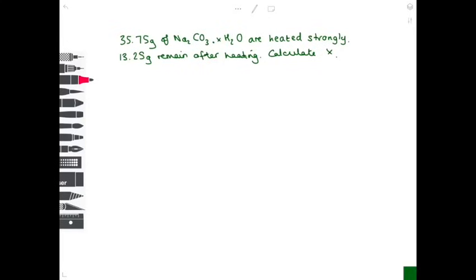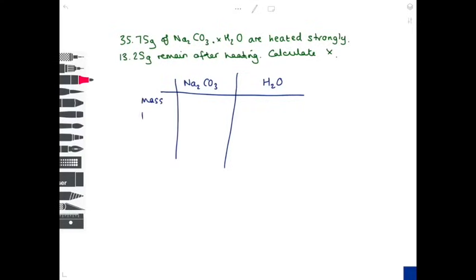Now I'm going to show you a water of crystallization type of mole calculation. It's really similar to empirical formulae, so don't let it freak you out just because it looks more difficult. So 35.75 grams of sodium carbonate combined with water are heated strongly and 13.25 grams remain after heating. Calculate X. So obviously after you've heated it, it will now become anhydrous, which means you've driven off the water. So lay it out like the table again, Na2CO3, but instead of listing the elements, you're just going to have the various components of the question. So it's just going to be sodium carbonate on the left, water on the right, and then mass, MR, and moles as usual.